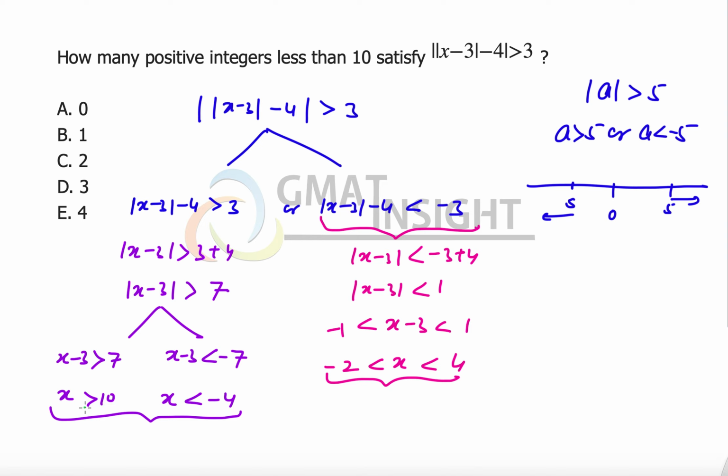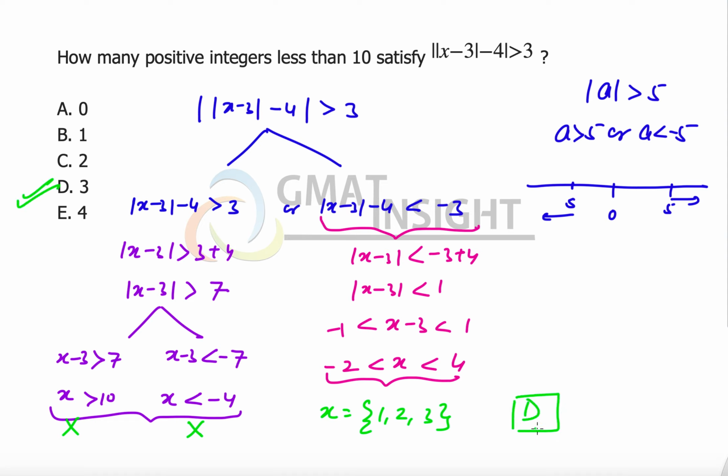Here we see that x is either greater than 10 or less than −4 for this to be true. Since we are looking at integers less than 10, this part is completely useless for us. And we are looking at positive integers, so this part also is useless because any value less than −4 will be negative. Now let's come to this part: between 2 and 4, the possible positive integers less than 10 will be 1, 2 and 3. That's it. So our answer should be option D.